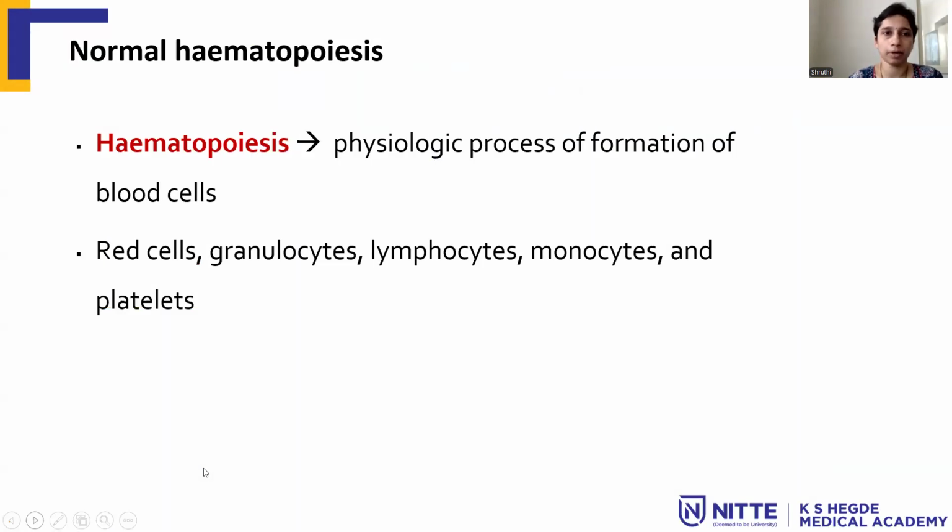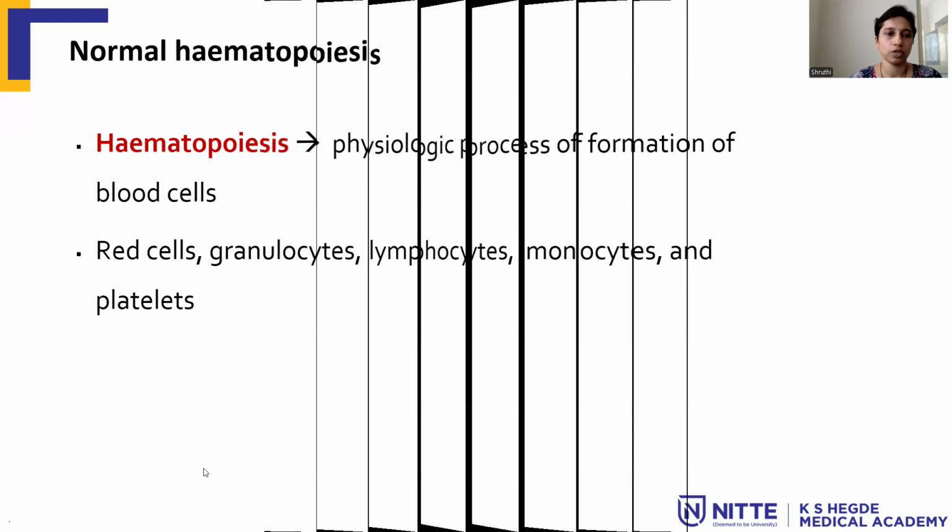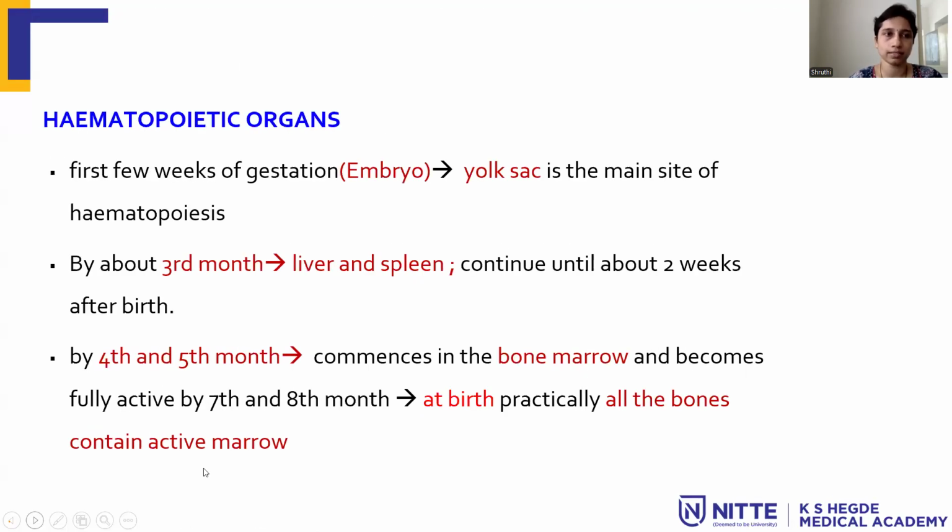So what is normal hematopoiesis? Hematopoiesis is a physiological process of formation of the blood cells. So what are these blood cells? Blood cells are red cells, WBCs and platelets. WBCs include granulocytes like neutrophils, eosinophils and basophils, and lymphocytes and monocytes. So formation of all these cells is called hematopoiesis.